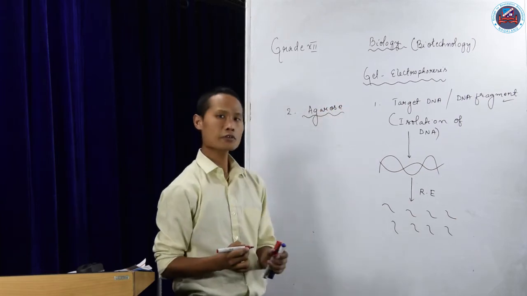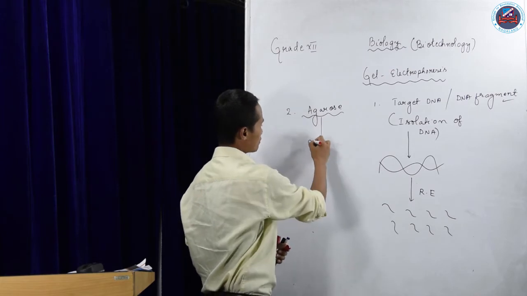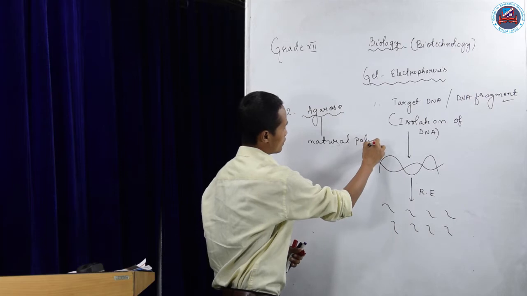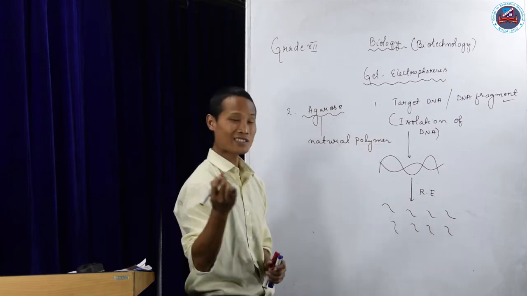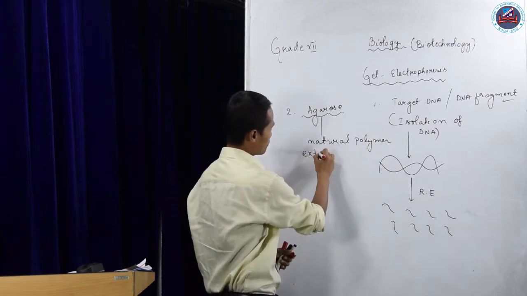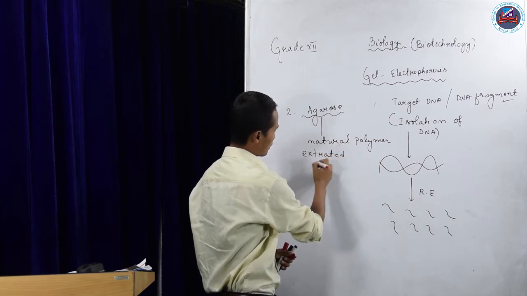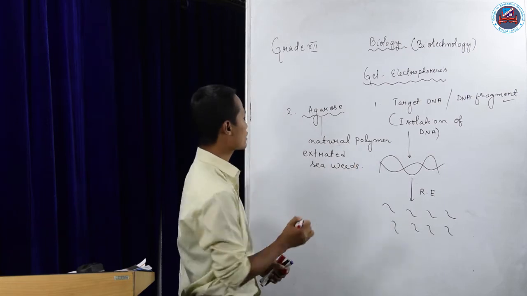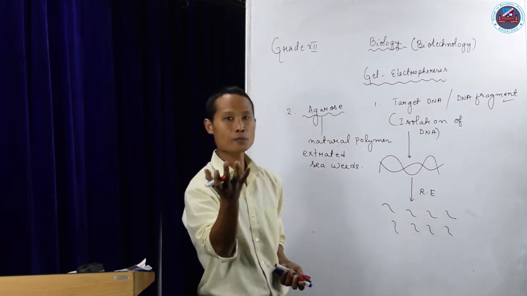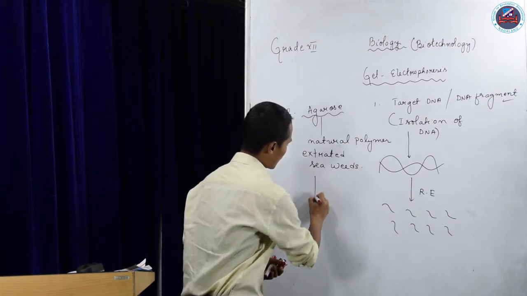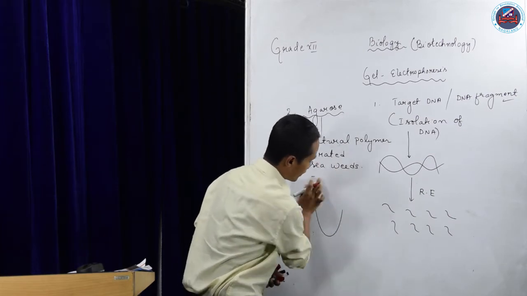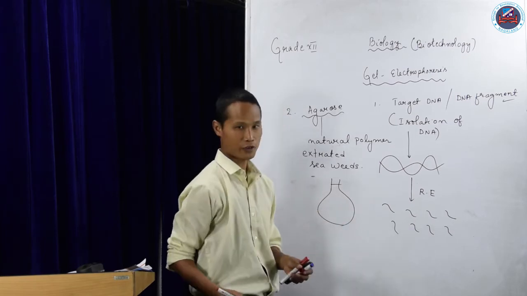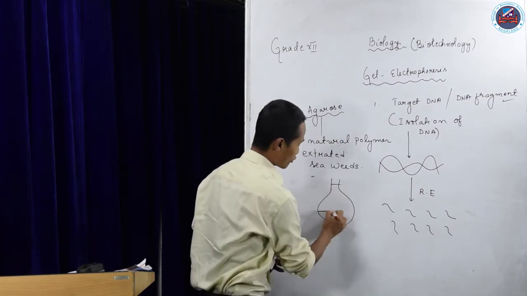So what is agarose? Agarose is a natural polymer, extracted from seaweeds. It is in a solid form, like a powder. You have to take it in a conical flask, say 250 ml, and then add the agarose.